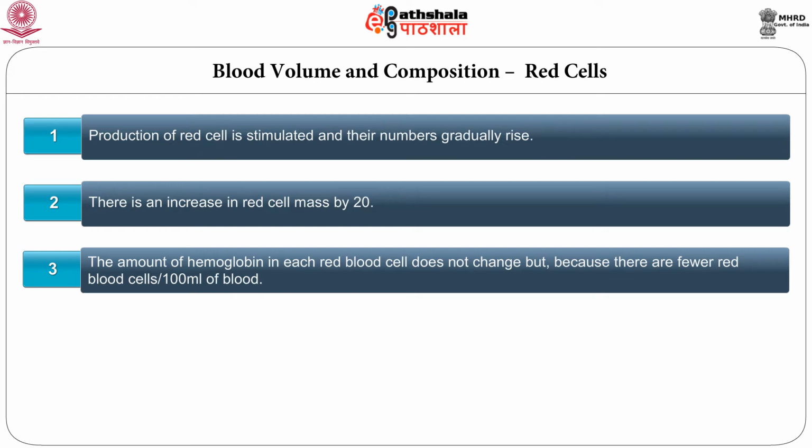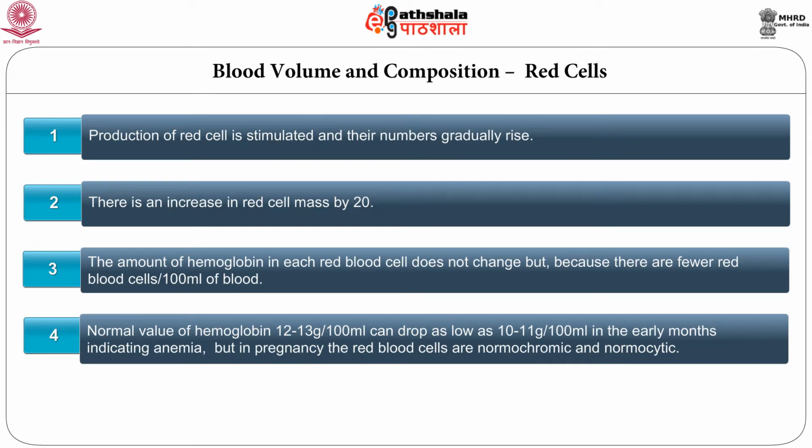As we all are aware, the normal value recommended by WHO is 12 to 13 grams per 100 ml, which can drop as low as 10 to 11 grams per 100 ml in the early months, indicating anemia. But in pregnancy, the red blood cells are normochromic and normocytic. Moreover, levels of certain nutrients can be influenced by a number of very important maternal factors, such as age, parity, smoking, and the use of various medications before or during pregnancy.